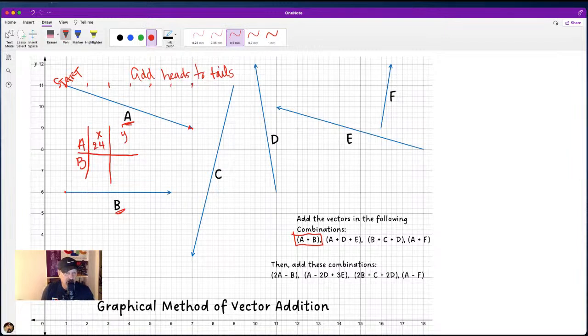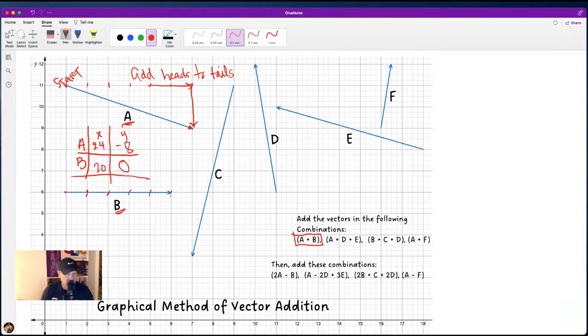Notice that the y value is pointing downward. The x is pointing to the right, which would be positive. Y is pointing downward, which would be negative, so this is -8. Then the B vector has no y value, so that's going to be 0. It's all horizontal, so it's 4, 8, 12, 16, 20. So 20.